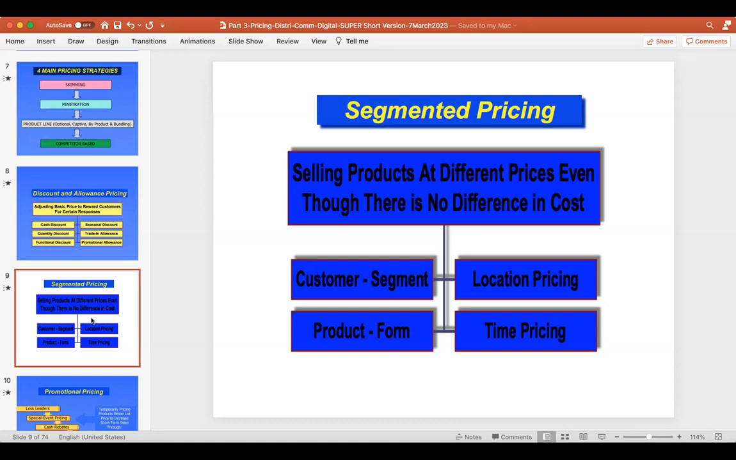The different time as well, maybe there's a moment during the day where there's people buying less. Maybe people go to concerts in different times of the year, more in the summer than in the winter, so we will have winter concert tickets cheaper. And when it comes to the product form, you can imagine someone buying a soda in a glass bottle versus buying a soda in a can.